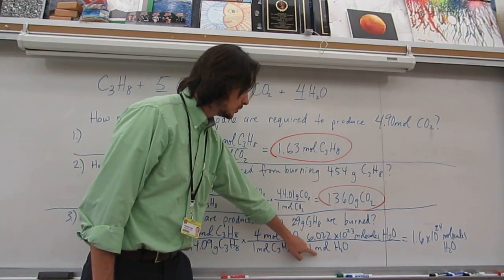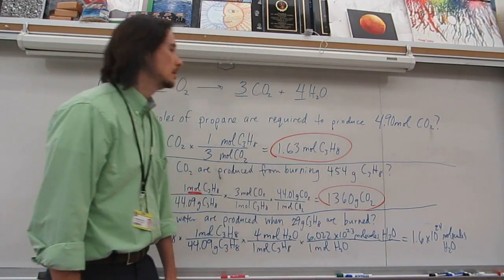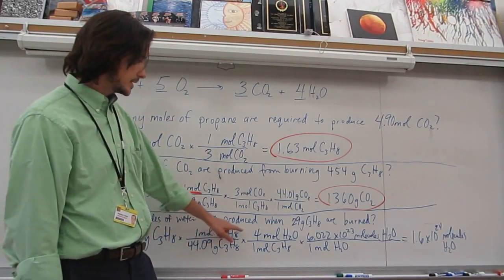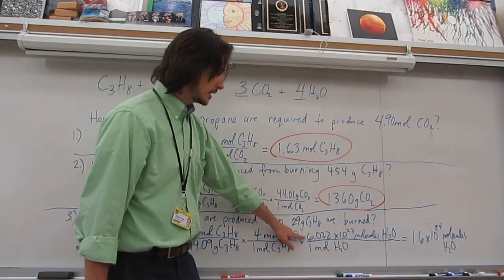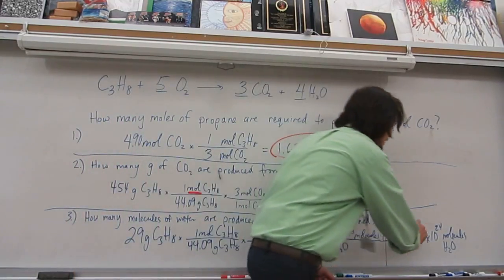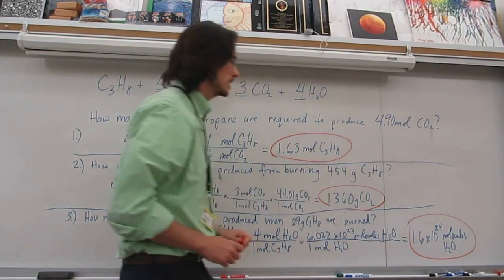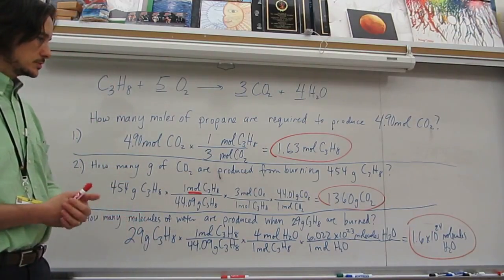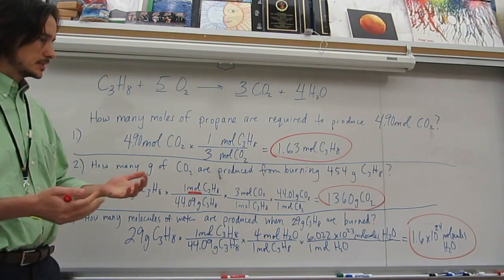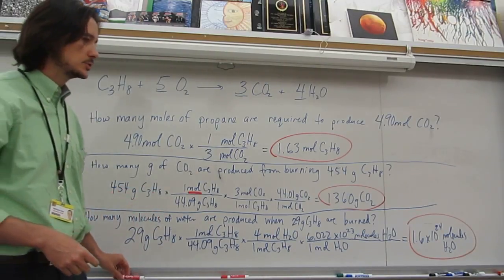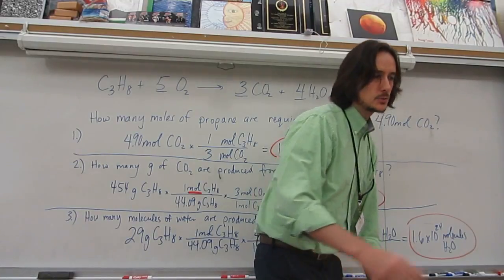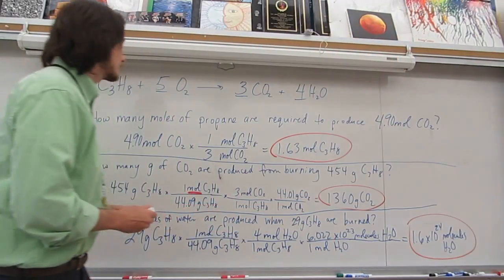And then we go from moles to molecules. And our final answer, so we do 29 divided by 44.09 times 4 times Avogadro's number, and we get 1.6 times 10 to the 24th molecules of H2O. So these are conversions, but there's also a stoichiometry step. I sometimes say that. And the stoichiometry step is this one.